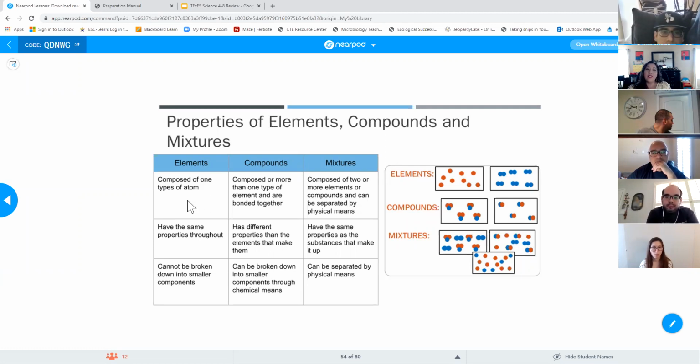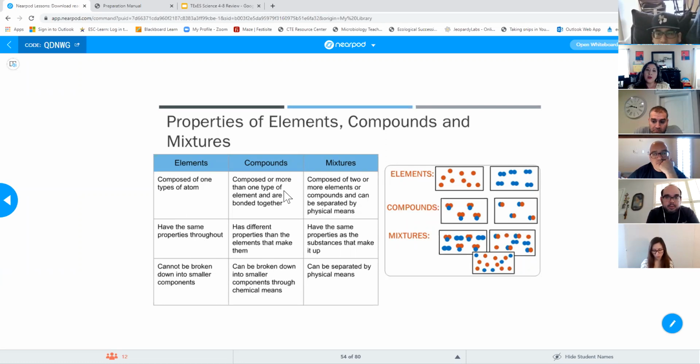And because they're all the same atom, they're going to have the same properties throughout. So whatever the properties of iron are, it's going to be exactly the same, whatever piece of that iron I'm looking at. And it cannot be broken down into smaller components. So the smallest component is an iron atom, and that's what I've got, iron atoms. There's nothing more that can be broken down.